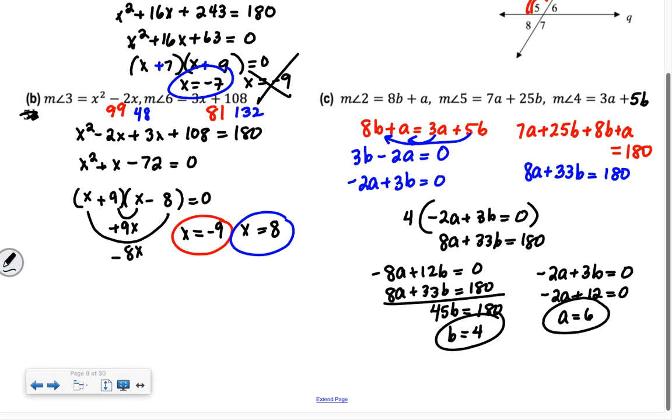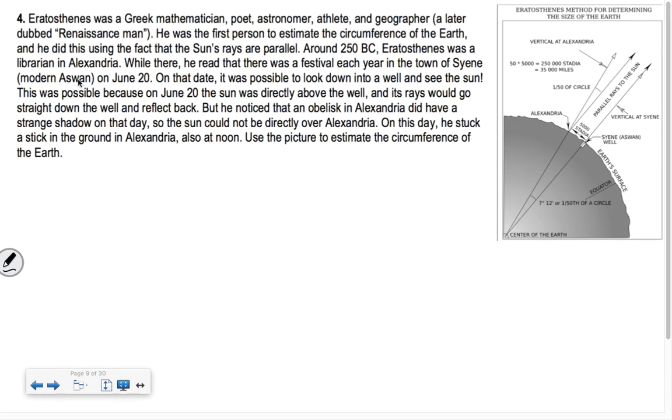And the last one is a big story problem. This is about Aristophanes. He was a Greek mathematician, poet, and astronomer. And he's actually the first person to estimate the circumference of the Earth. He did it using parallel lines. It basically had to do with, you guys know how our noon is different than other cities like Dallas, Texas. Their noon is different.